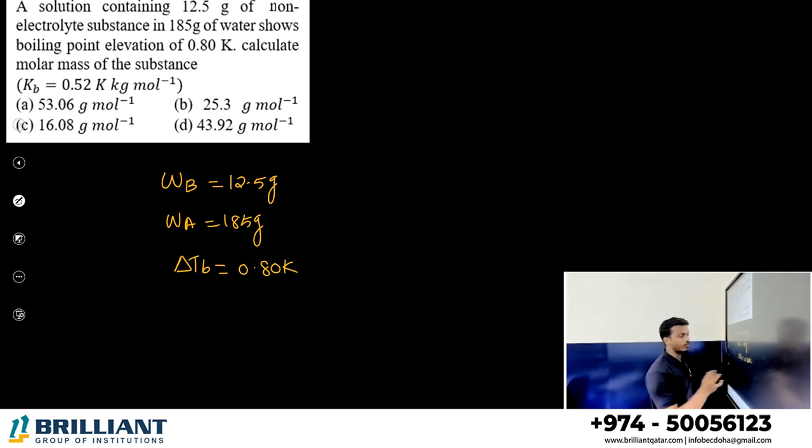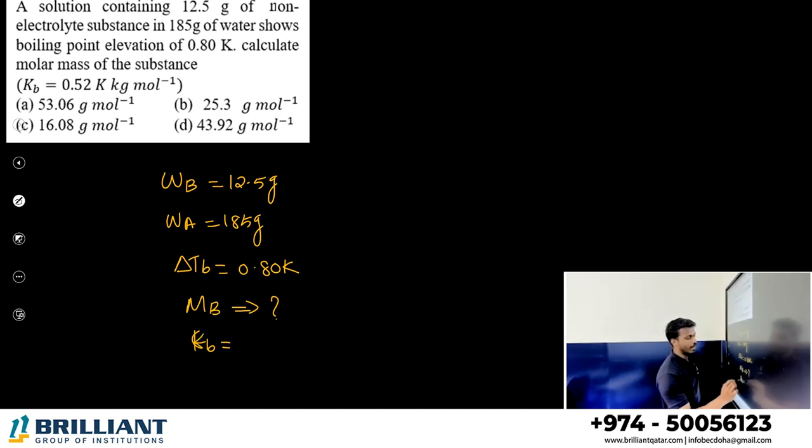Calculate the molar mass of the solute, MB. MB we need to find out. They have given the KB value, the ebullioscopic constant value. KB value given here is 0.52 Kelvin kilogram mole inverse.